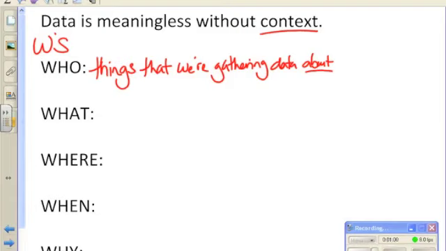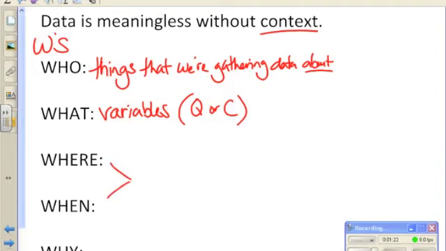When I say what, these are the variables, the data we actually gathered. We defined variables previously as characteristics or attributes that vary or differ from person to person. So we're thinking Q or C. Are they the quantitative pieces of data or the categorical? When I say where and when, I really mean where and when. Like, where on the planet Earth did you find this information, and when, like a year or a time period.